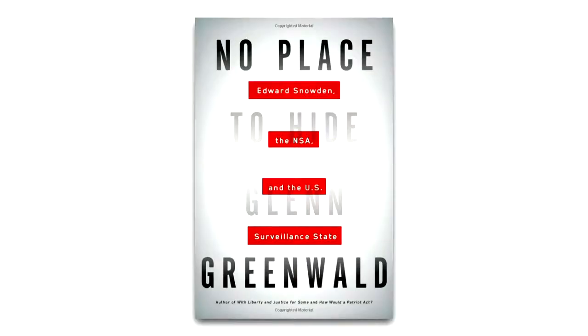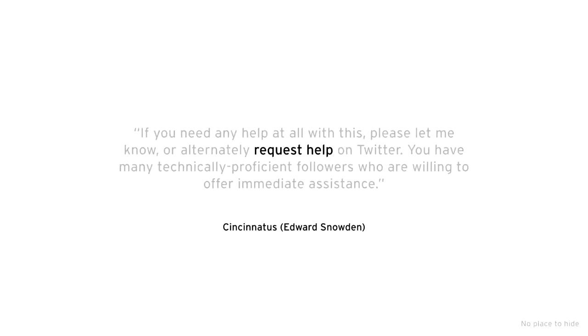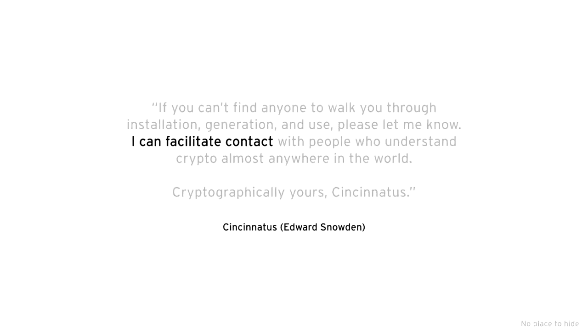So, the story. Well, it all started with this book. When I was reading about the Snowden revelations, I read how Snowden tried to contact Glenn Greenwald. So, on December 1st, he sent an email writing to Glenn, if you don't use PGP, some people will never be able to contact you. So, please install this helpful tool, and if you need any help, please request so. Three days later, Glenn Greenwald says, okay, well, sorry, I don't know how to do that, but I'll look into it. And Snowden writes back, okay, well, sure. And again, if you need any help, I can facilitate contact.